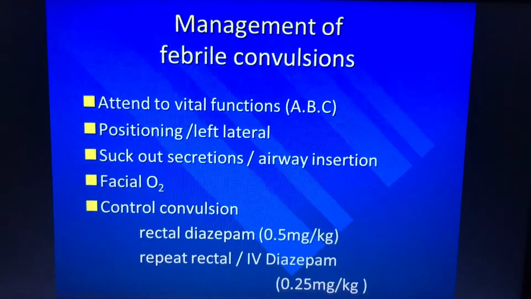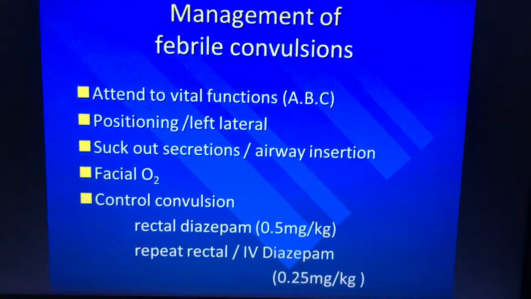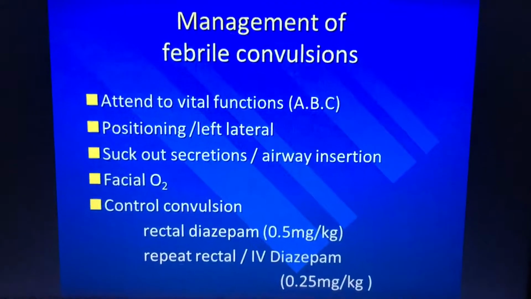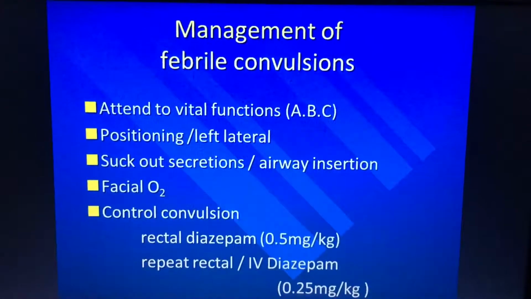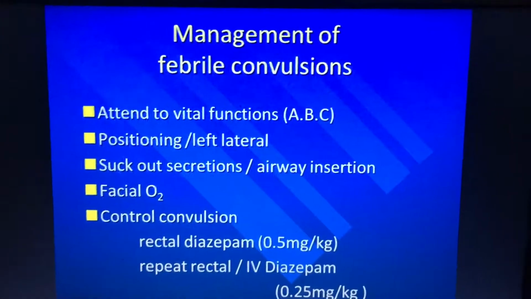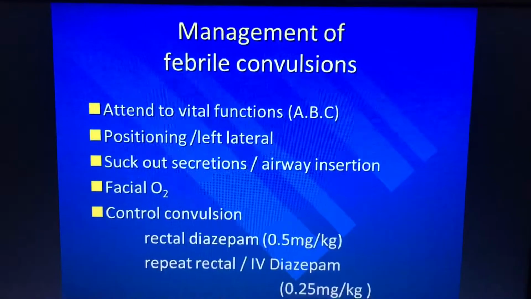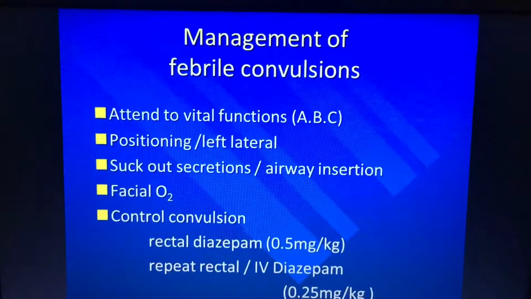You have to attend to vital functions, which is ABC: airway, breathing and circulation. Check whether the airway is patent, check whether the saturation is enough, and check the blood pressure and pulse rate. The patient should be positioned in left lateral, you should suck out secretions, and you should give facial oxygen and control convulsion. How do you control the convulsions?